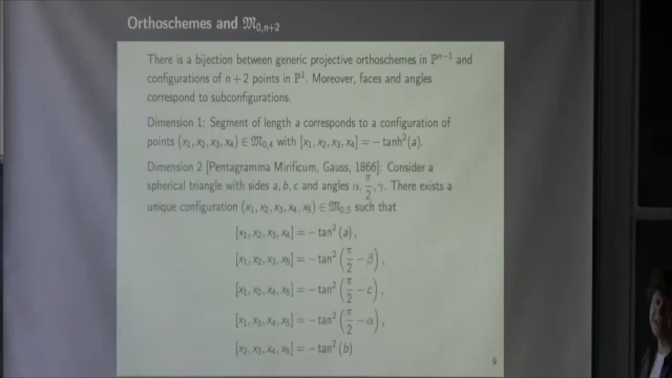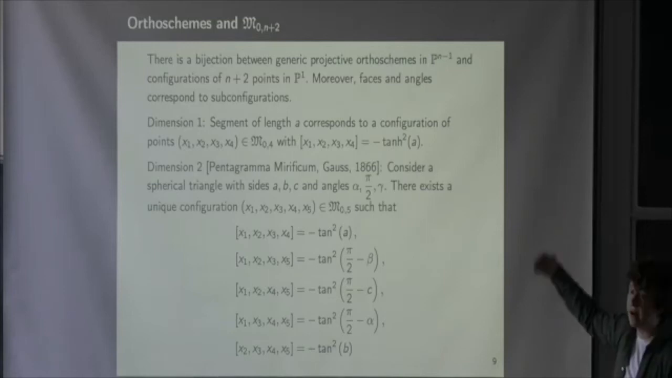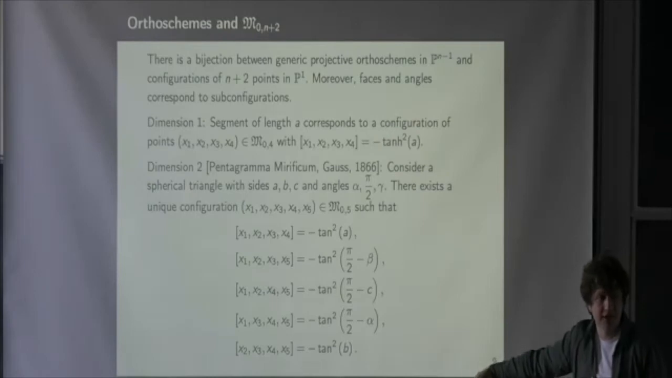Dimension 2 is a famous result of Gauss, also much less known than it should be. It's called Gauss's pentagramma mirificum, 1866. And the statement is as follows. I will formulate it in spherical geometry because it's a classical Gauss result in spherical geometry.